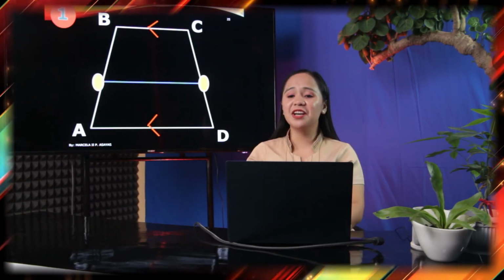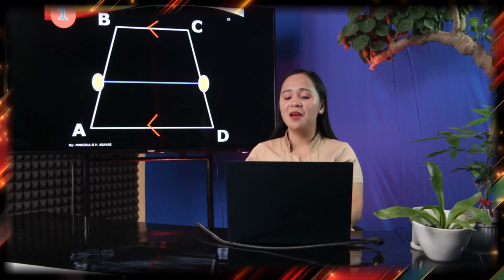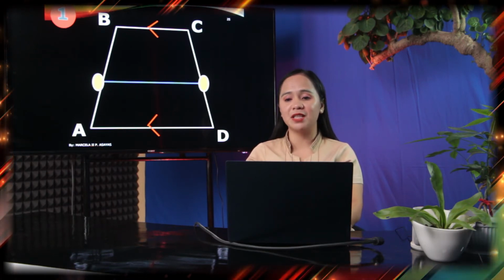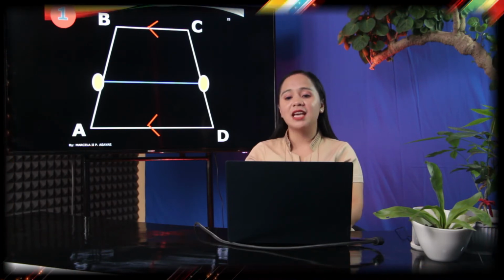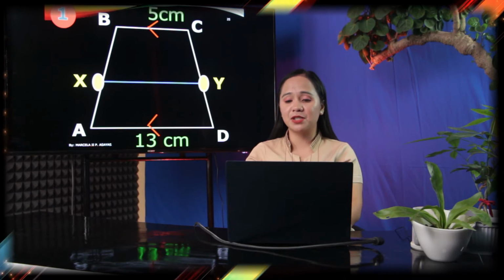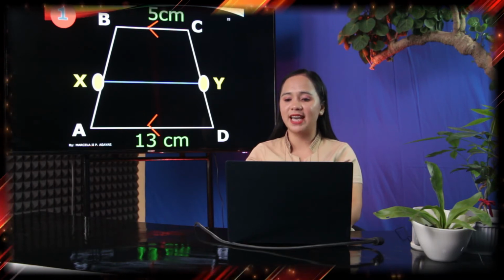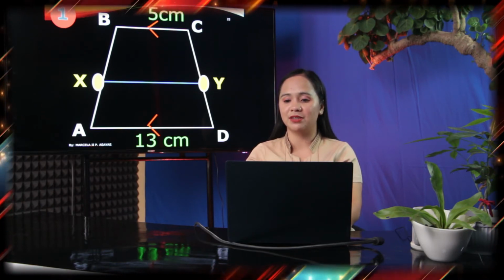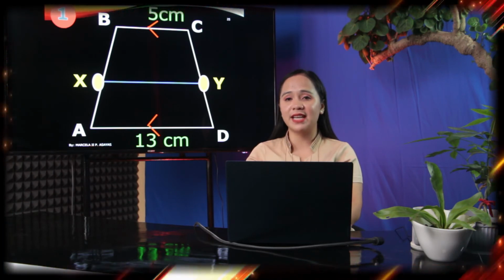Let's go to the application. Let's have drill number 1. Trapezoid A, B, C, D with median XY, where X and Y are midpoints of legs AB and CD respectively. If BC measures 5 centimeters and AD measures 13 centimeters, how long is the median XY?